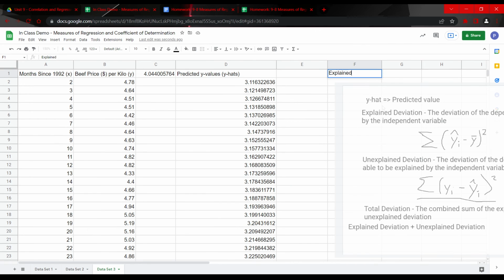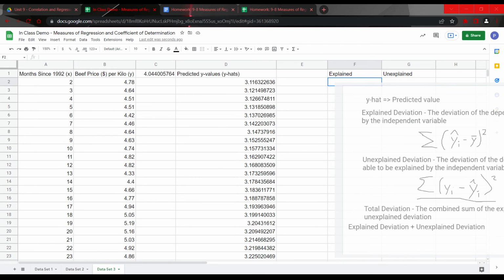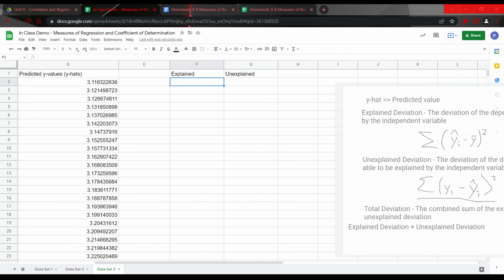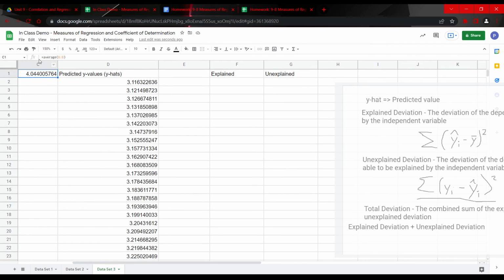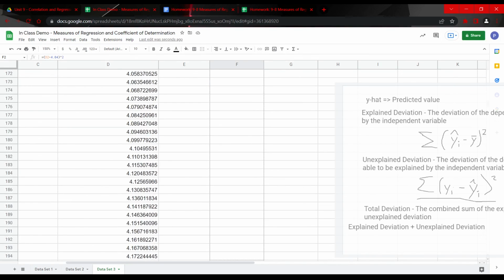Okay, explained, unexplained. So this is going to be a longer one. That's okay. So my explained, as the formula states, is going to be my predicted minus my mean. So my predicted y values are D2 and my mean is 4.04. So it's equal to this minus 4.04, and I'm going to square this. It didn't autofill, that's okay. I'm just going to click and drag all the way down.